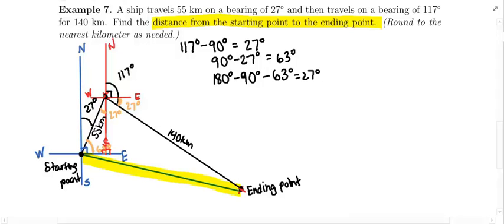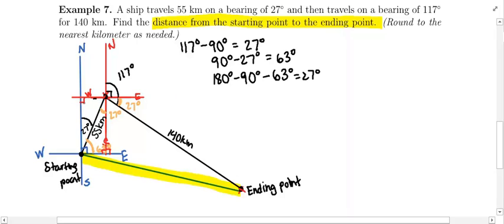So this other 27 I have in black. Remember, let me reposition this. This is right here, that was this angle. 27 plus the 63 is going to give you 90. So this guy is 27. We can extend the east-west line here. Then we have a right triangle here.